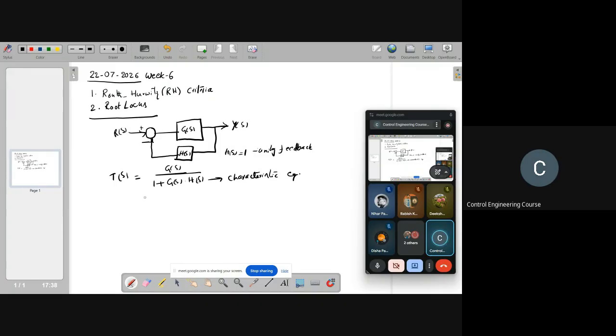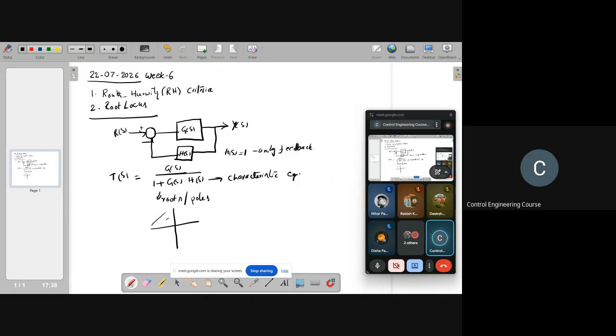And what you do, you compute the poles of the system. That means the roots of the characteristic equation, right? So find the roots or poles. Poles are nothing but roots of the characteristic equation. So based on the location of the poles, you say whether the system is stable or not.